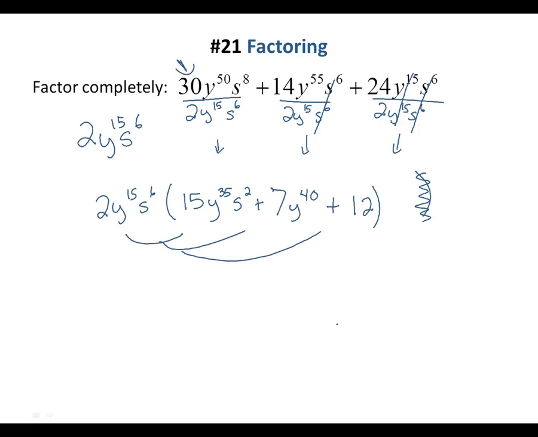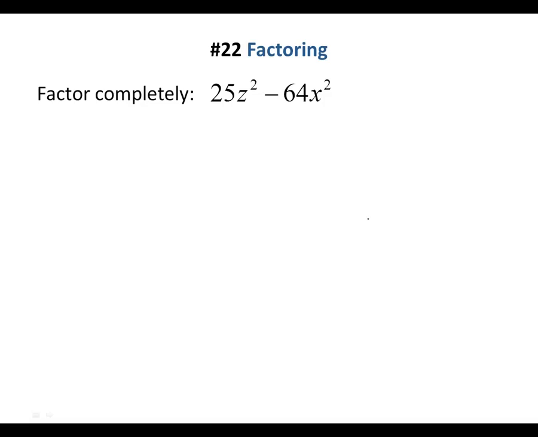What sign should I bring down? Plus. I mean, technically, it's a positive 14 divided by a positive 2. So I'm going to get a positive term here. So I'm going to get 7y what? 40. And what happens to the s's? They cancel. Gives me 0. What does cancel mean? 1. Okay, very good. What's my next sign going to be? Plus. 24 divided by 2. 12. What happens to the y's and the s's?